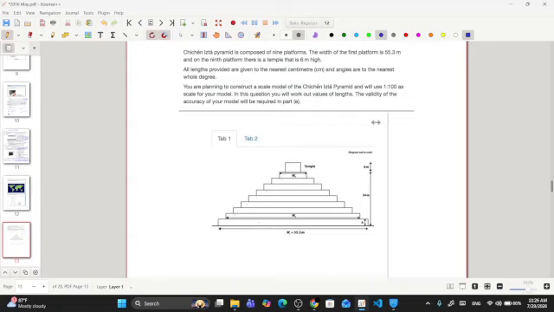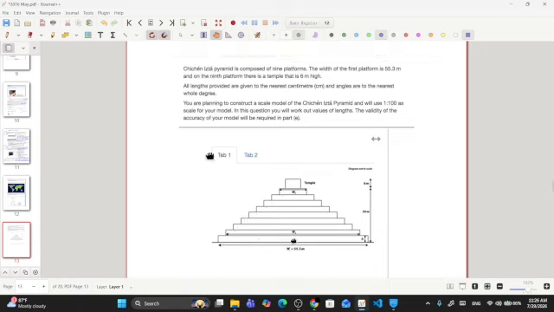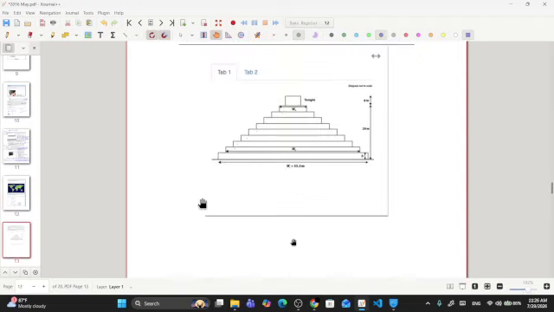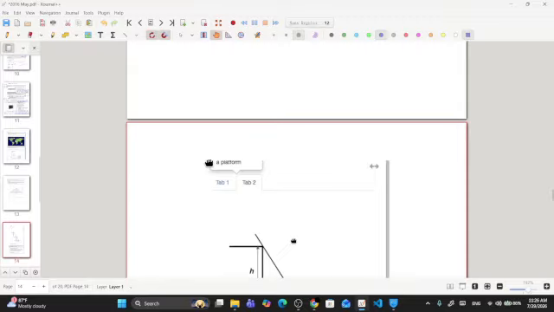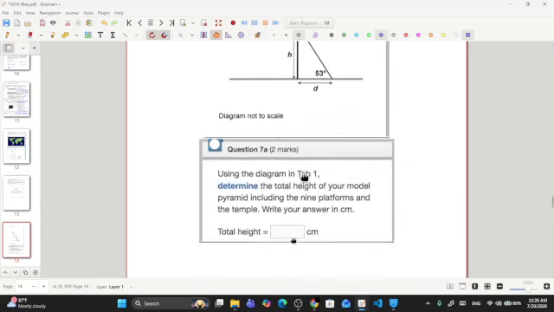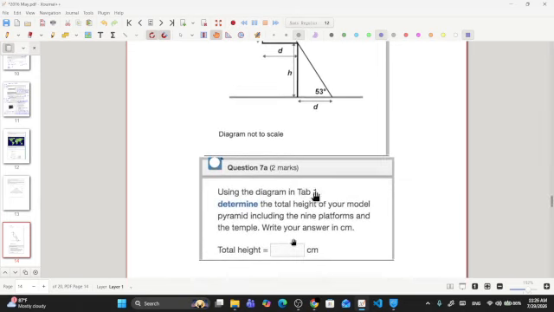Wait a second. What else do we know about it? Have they given us a specific value of an angle or no? No, they haven't actually. Oh, okay, they have actually here. So question number 7 part A says, use the diagram in tab 1, determine the total height of your model pyramid including the 9 platforms and the temple. Write your answer in centimeters.